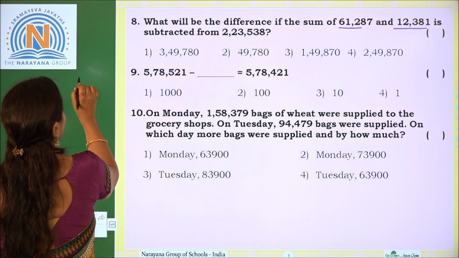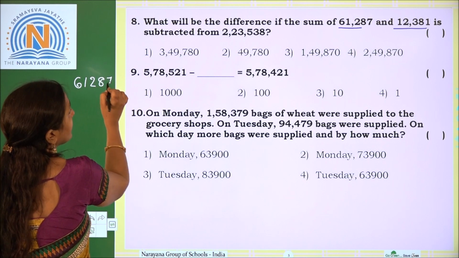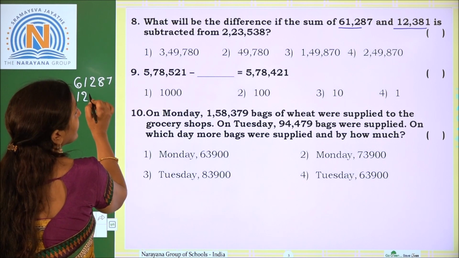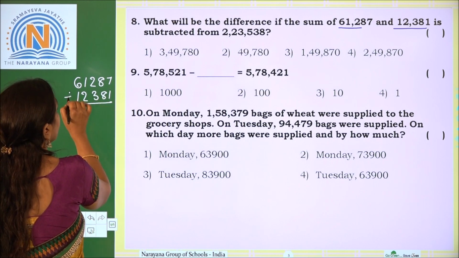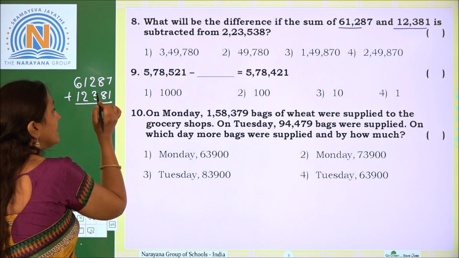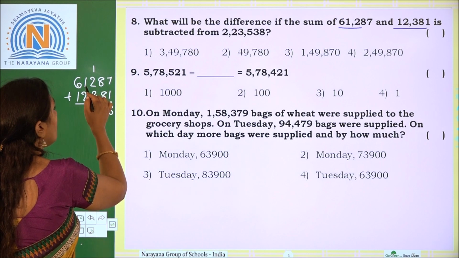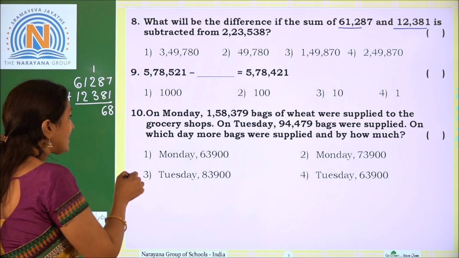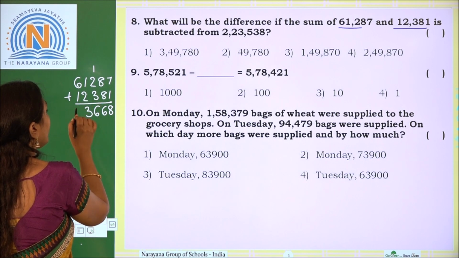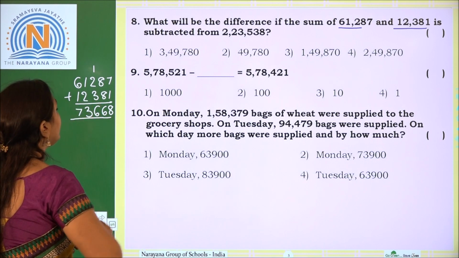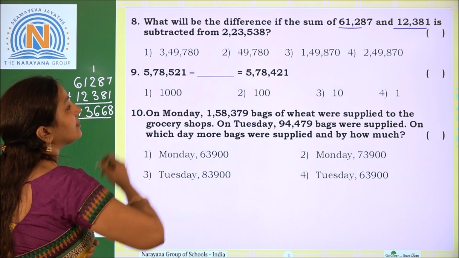See, 61,287 and 12,381. Now add the numbers. 7 plus 1 is 8. 8 plus 8 is 16. 6 here, 1 regroup it. 1 plus 2, 3. 3 plus 3 is 6. 1 plus 2 is 3. 6 plus 1 is 7. We get 73,668.